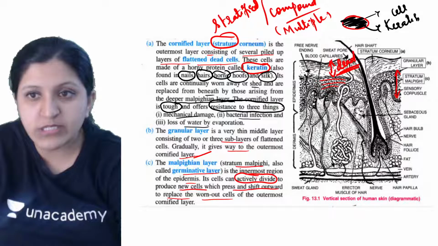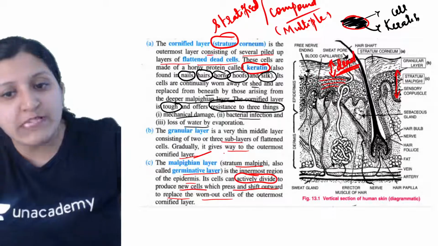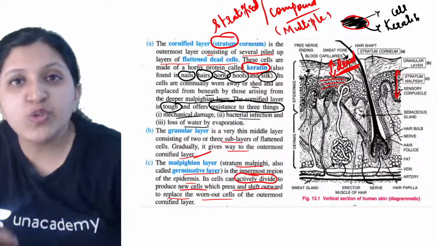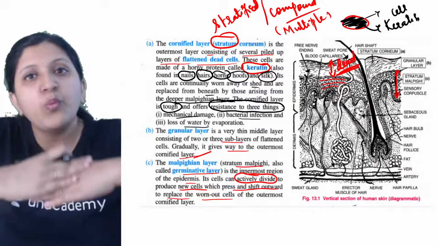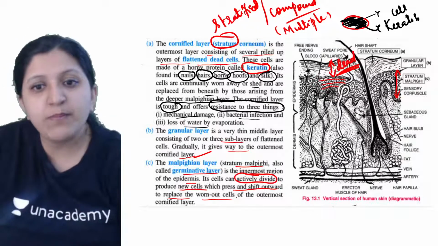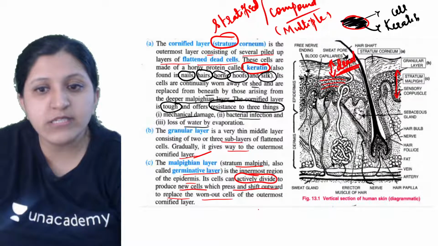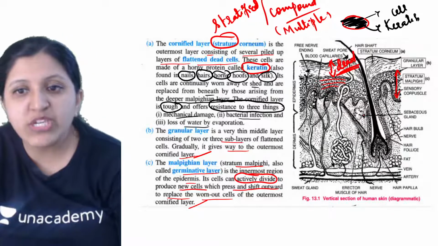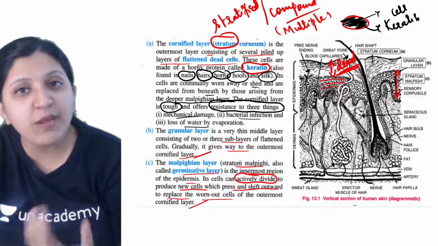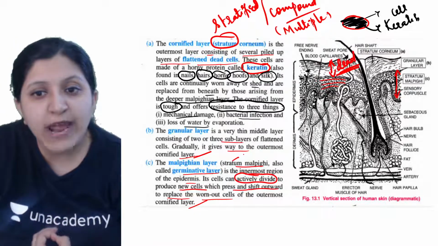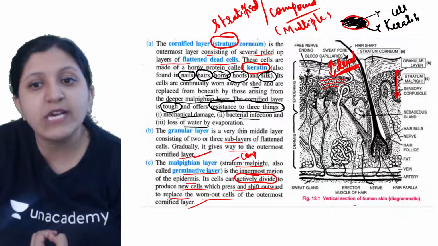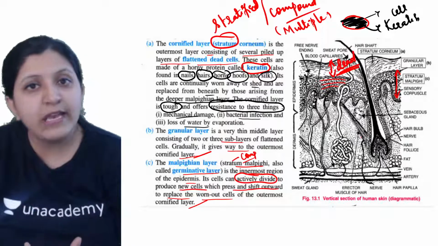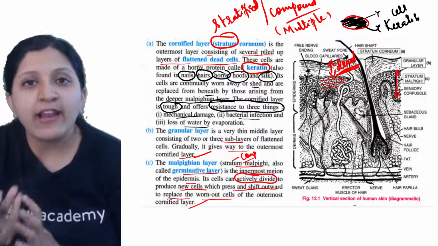So these are the worn out cells. In order to replace those worn out cells which are there in the stratum corneum, this Malpighian layer will push them out. So this replaces the worn out cells of the outermost cornified layer. That is why the active division is occurring here, and they have mentioned stratum again. So what is the meaning of stratum? It is stratified or compound. That means 2 to 3 layers, 4 or so many layers can be there which are actually undergoing cell division.